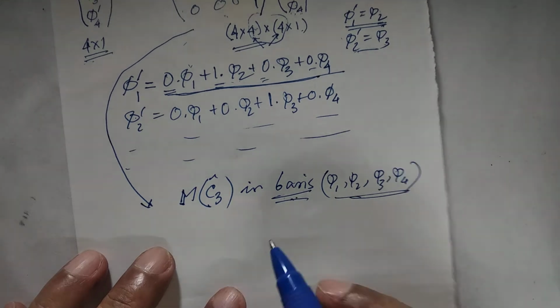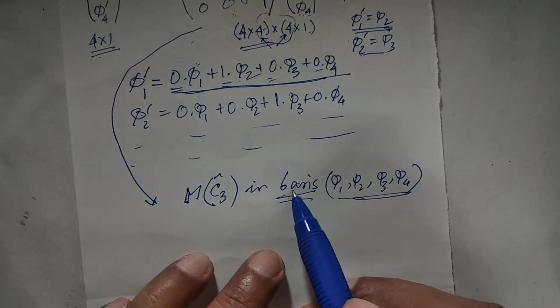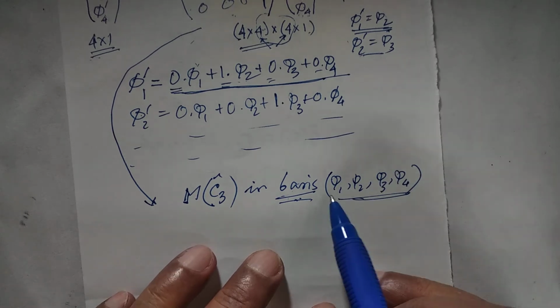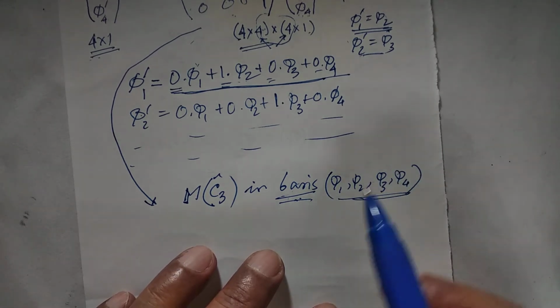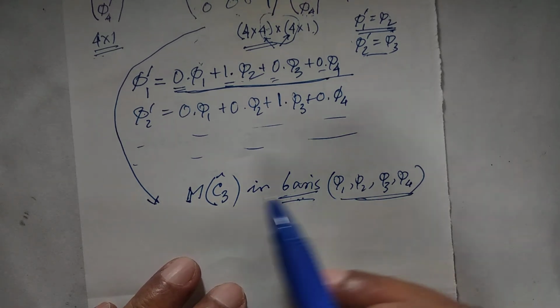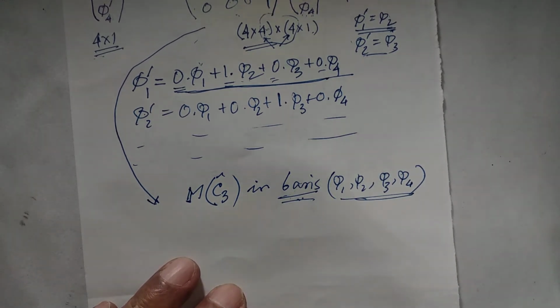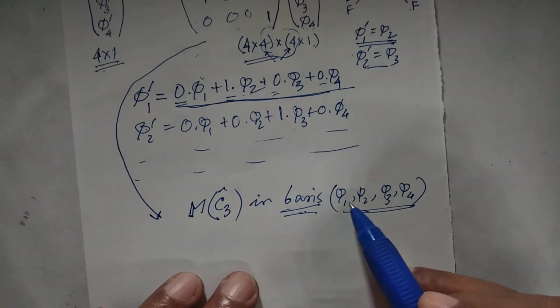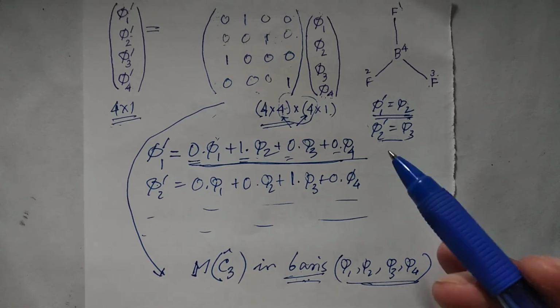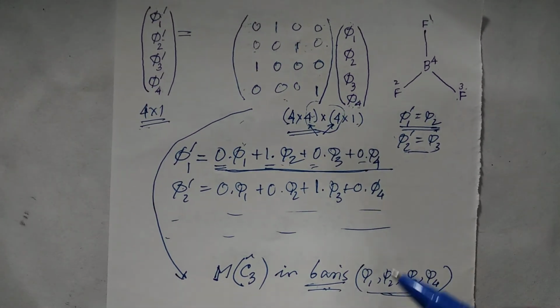Basis, this is the terminology used. Basis means a function or a set of functions or a set of vectors on which a symmetry operator is to be applied in order to get a matrix form for that operator. The term basis set will be very often used in applications of group theory.